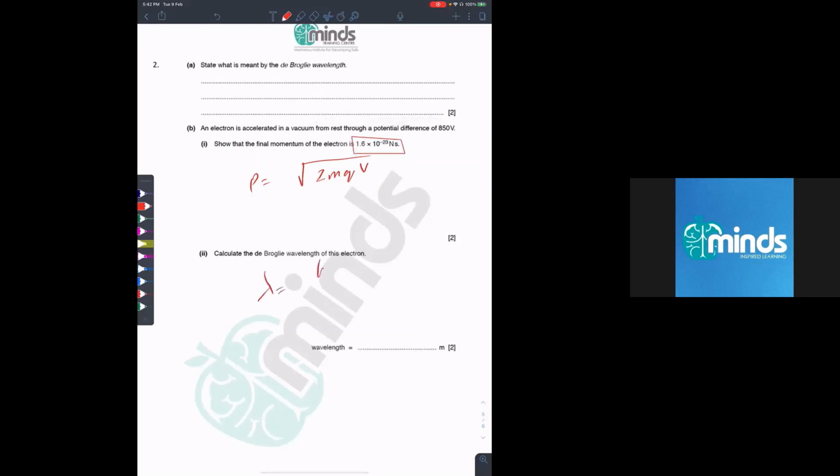For this, you must have used lambda equals h over mv. So what are we getting as the answer? 4.1 exponent minus 11. Yes, ma'am. Are we getting the same, Amna?